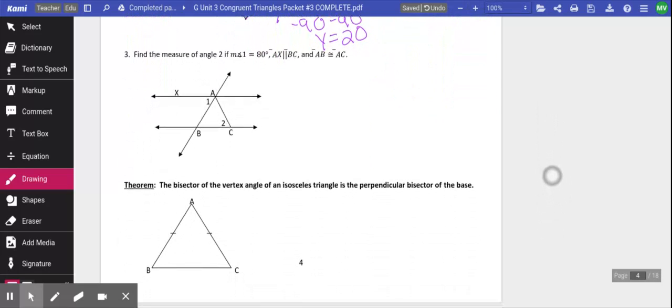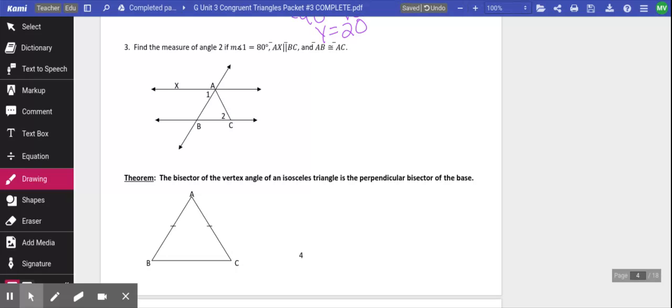So now we have another example, number 3. Find the measure of angle 2 if the measure of angle 1 is 80, and we know that AX is parallel to BC, and we know that AB is congruent to AC.